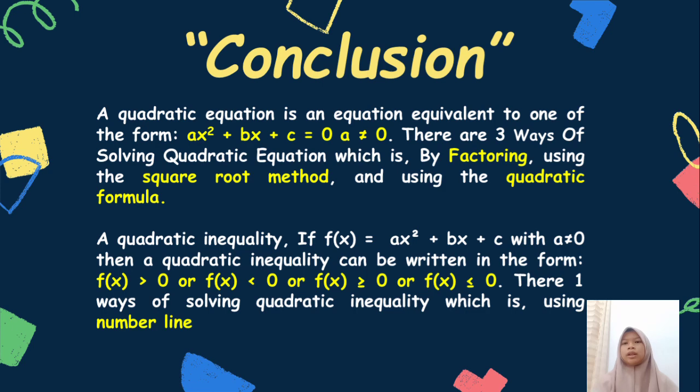then a quadratic inequality can be written in the form f(x) is more than 0, or f(x) is less than 0, or f(x) is more than or equal to 0, or f(x) is less than or equal to 0. There is one way of solving a quadratic inequality, which is using a number line.